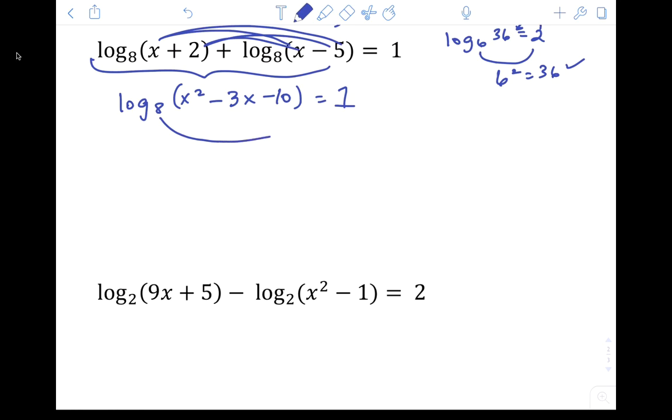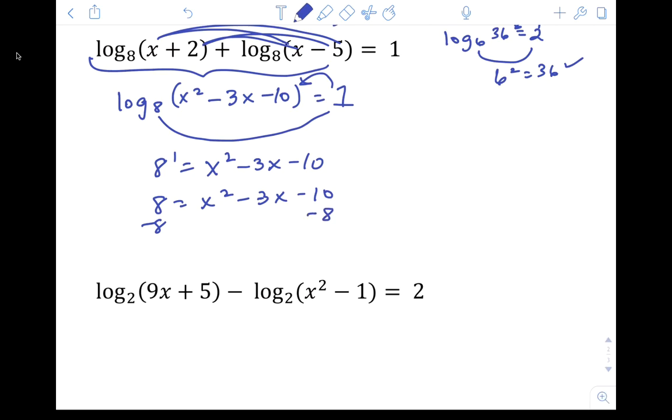Okay. Now that we have it to 1 logarithm, it's clearly going to be an option 2 situation. So 8 to the first equals, I just did the loop swoop, equals x squared minus 3x minus 10. Well, 8 to the first is 8. So how do I solve this? Everything we've been doing pretty much leads to factoring. So x squared minus 3x minus 18.